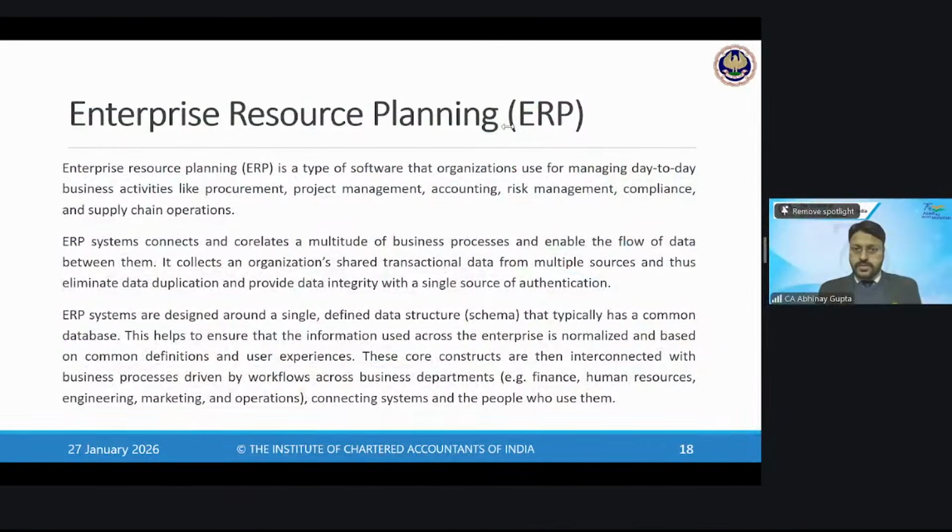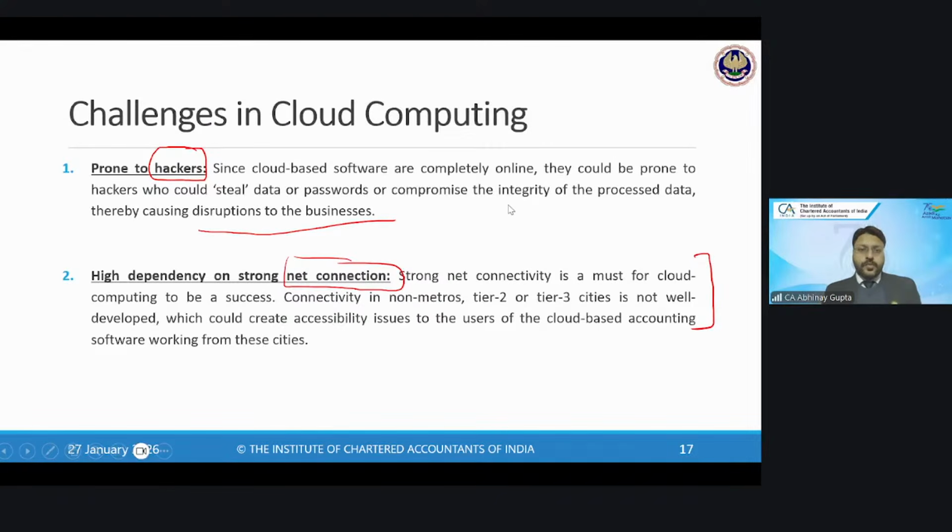Okay, thank you, Sanjay, for the confirmation. Okay, so we have learned until now what cloud computing is, what the benefits of cloud computing are, and what the challenges were.